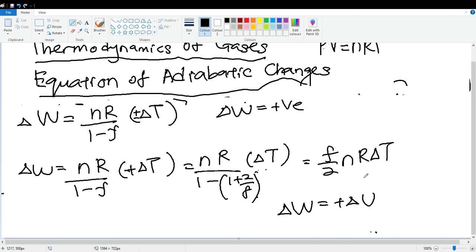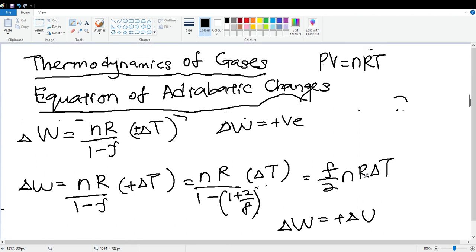Alright, I think that's it for this chapter. We have discussed all the subtopics for this chapter, which is the thermodynamics of gases. So I think we stop here.